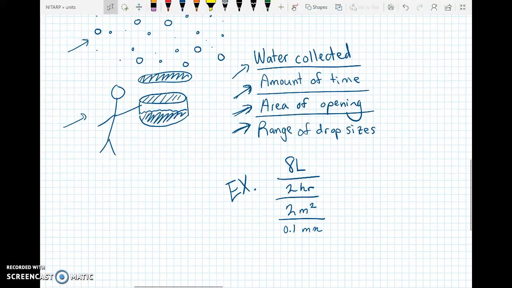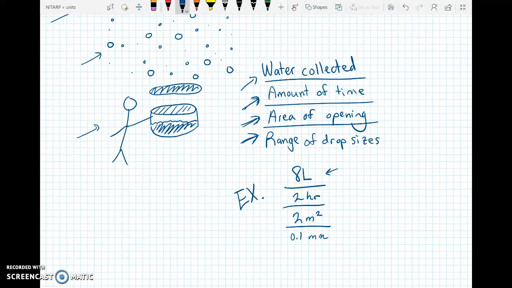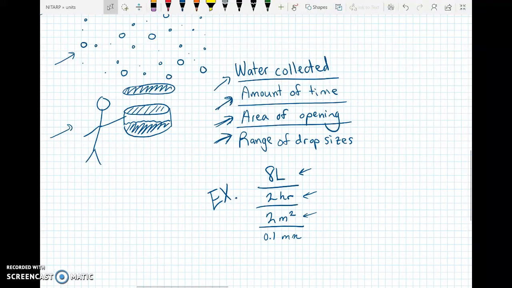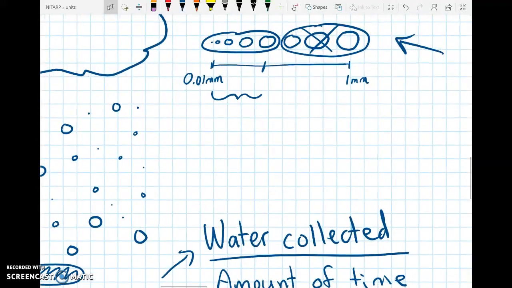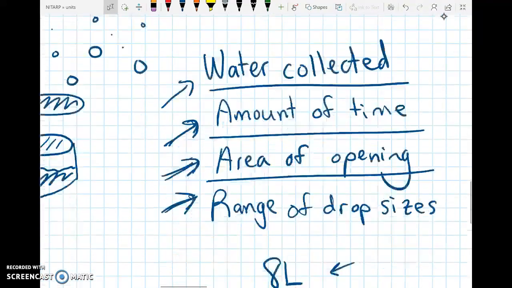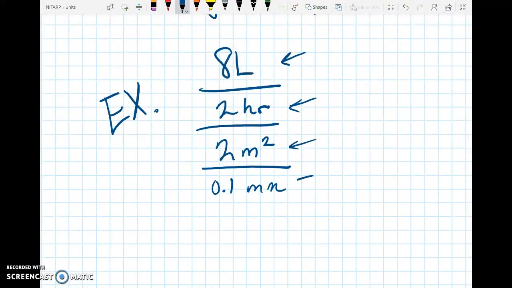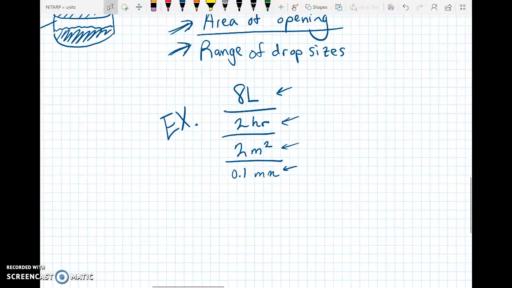Okay. So here's an example. So let's say that you collected 8 liters of water in a 2-hour period. The area of your bucket was 2 square meters. And coming back up to this drop size thing, let's say you decided to look at only drops that were from 0.01 millimeters in diameter to maybe 0.11 millimeters in diameter. And so this range here would be 0.1 millimeters if I subtract these two numbers. So that's your window over which you looked in drop size.